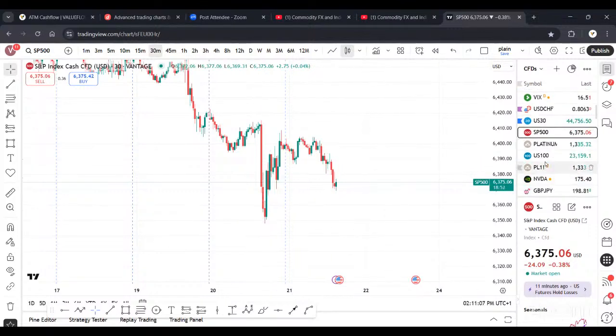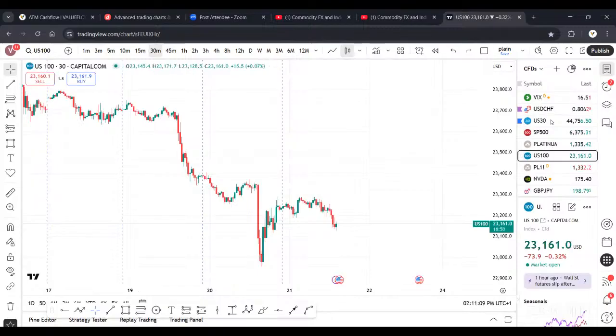The same thing with also US 100. It's yet to give us that push from this zone. Hopefully we'll see that and then take profits today from this market, right?